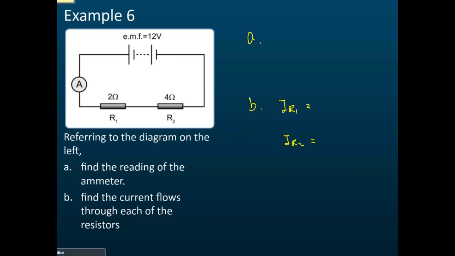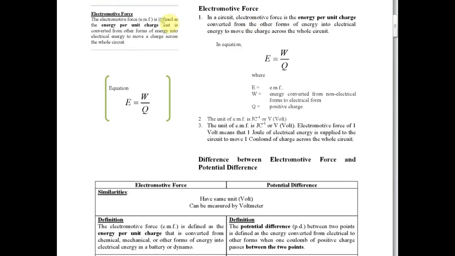The answer for A is 2 ampere, that's correct. Using V equals IR, the V is 12 volt, the I we don't know, R is 2 plus 4. So the I equals 2 ampere. How about B? Now this is a series circuit, right? So the current that flows through each of the resistors must also be the same. It's also 2 ampere and 2 ampere.